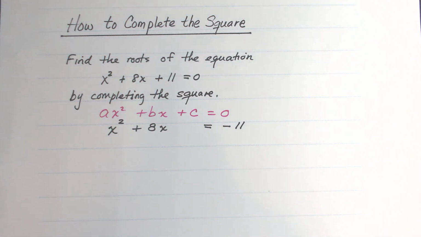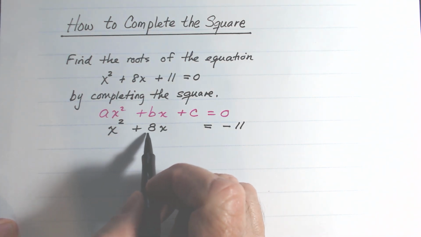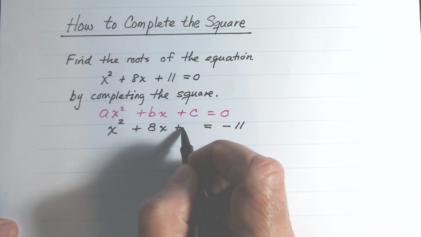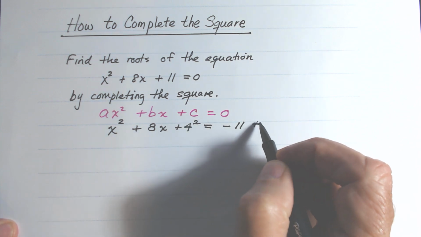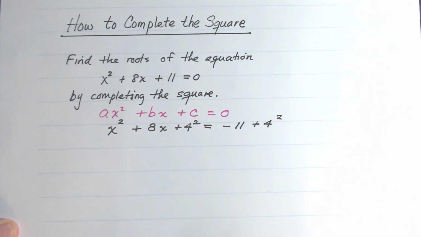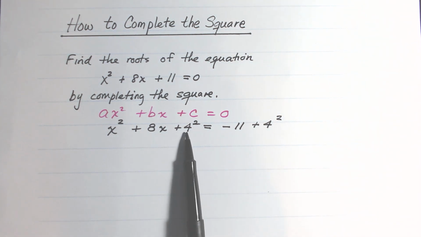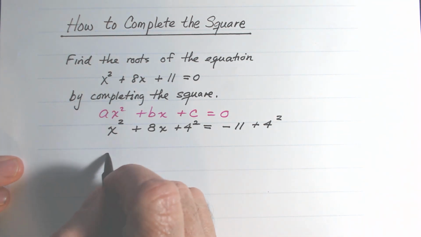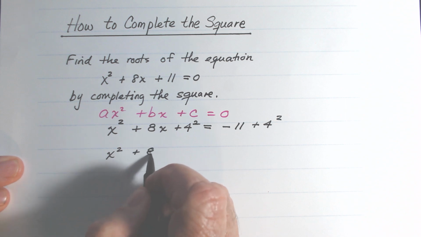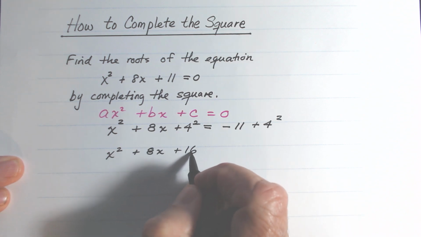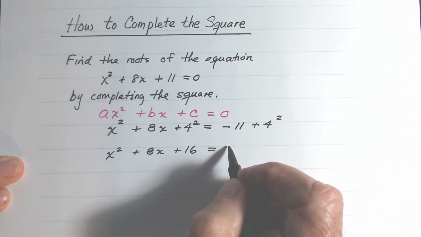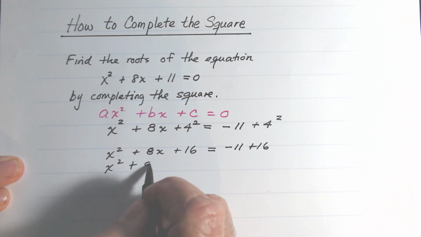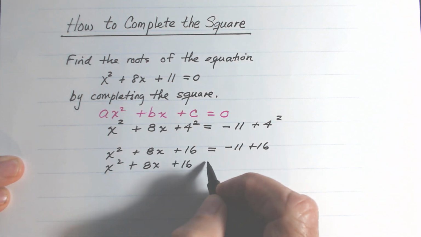So in order to complete the square, you take half of the b coefficient, which is 4, and square that number, and add it to both sides. Because since it is an equation, I can't simply add something other than 0 to the left side if I don't add it to the right side. So I now have x squared plus 8x plus 16 equals negative 11 plus 16. So this is x squared plus 8x plus 16 equals 5.